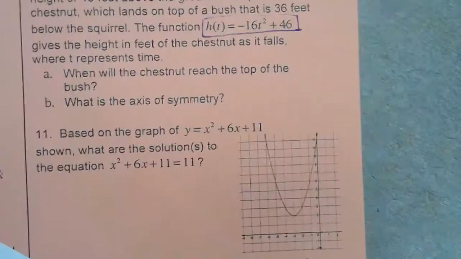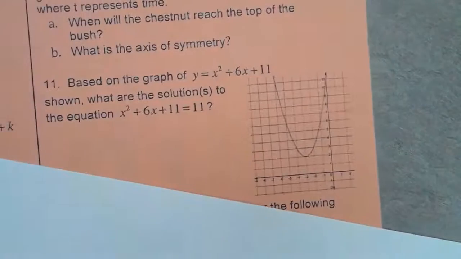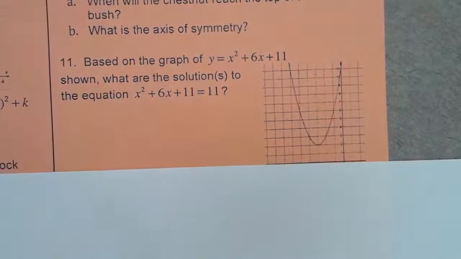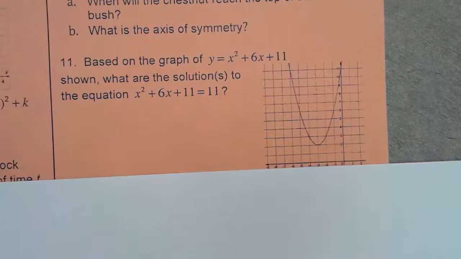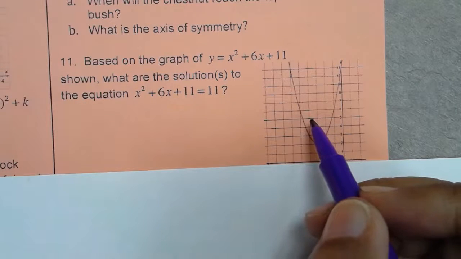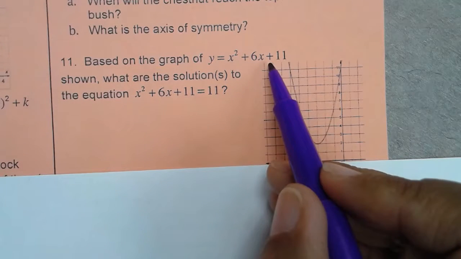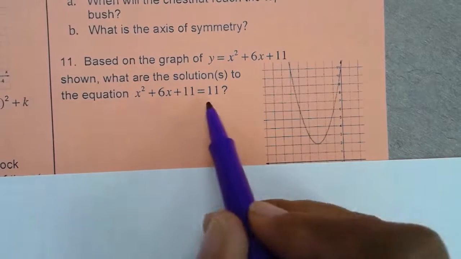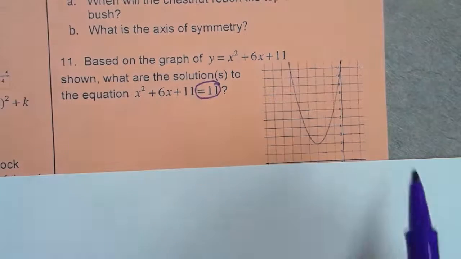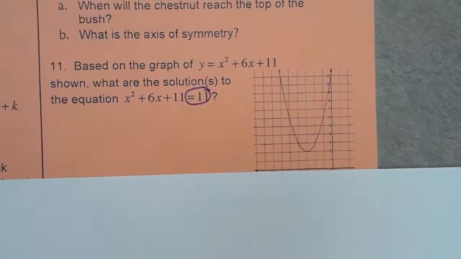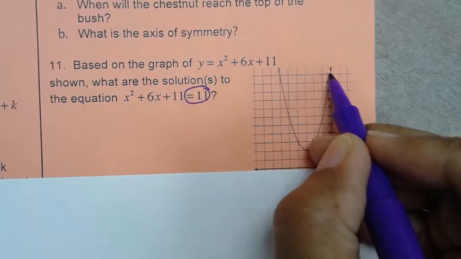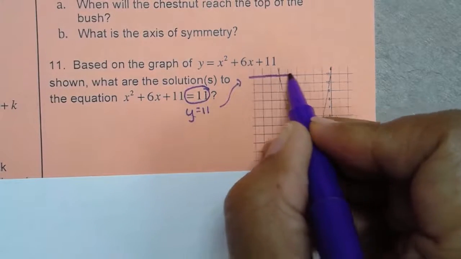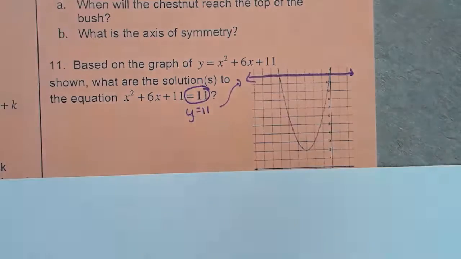All right, let's take a look at this next graph. Based on the graph shown here, what are the solutions to this equation? So we're looking at solutions, and this is already the graph of y equals x squared plus 6x plus 11, because that's the graph that's shown right here. What are the solutions to the equation? Well, when does it actually equal 11? So if you take a look at this graph and draw a horizontal line at 11, so you're doing a y equals 11 graph, which is right here, we're looking at where do these two graphs intersect.